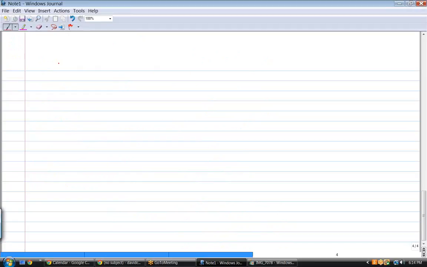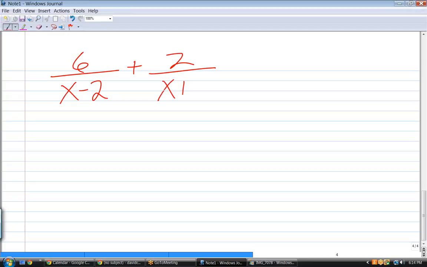Yeah. So it is 6 over x minus 2 plus 2 over x plus 2 equals 5 over x squared minus 4. What can I multiply both sides of the equation by to lose all three denominators in one step?